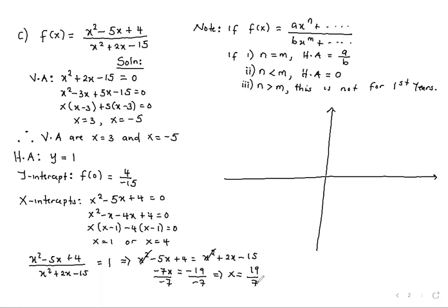This means that this graph will have an abnormal behavior where we have an asymptote that is being crossed at this particular value of x. So the vertical asymptotes, we have -5. We also have +3. So we have 3, we have -5. The horizontal asymptote is 1.